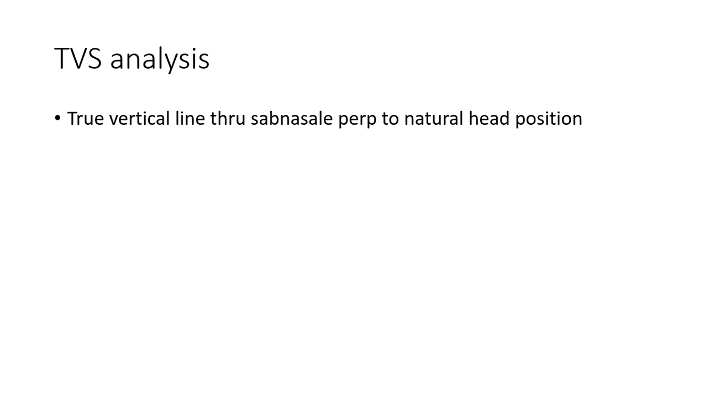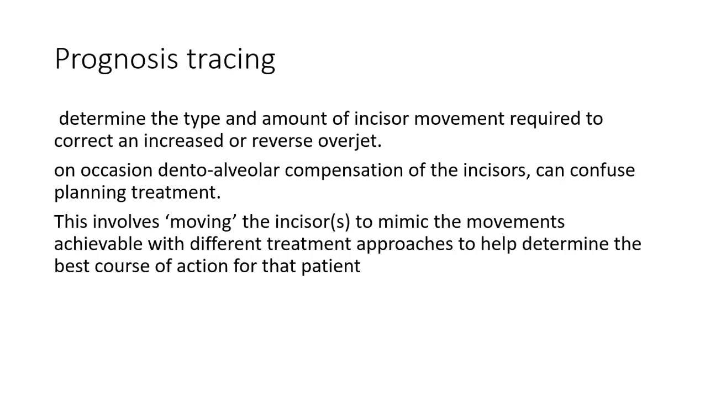And TVS analysis, which is the true vertical line through subnasale that is perpendicular to the natural head position, is also helpful in determining the anterior posterior soft tissue relationship. And prognosis tracing is also important because it determines the type and amount of incisor movements required to correct the increased or decreased overjet, and sometimes there are dentoalveolar compensations of incisors before surgery that can confuse the treatment planning.